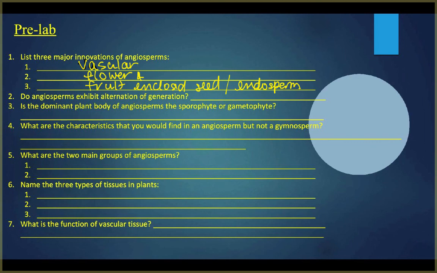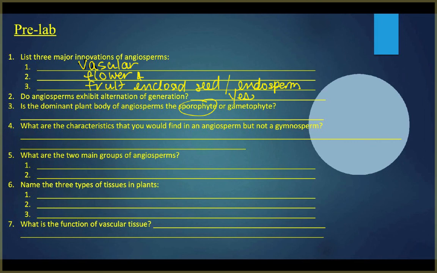Now, we didn't talk a lot about their reproduction or their life cycle, but do you think angiosperms exhibit alternation of generations? Hopefully you realize that, since we're still in plants, it does. And the one that is most dominant is the sporophyte.